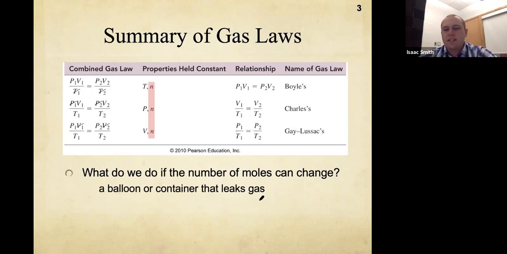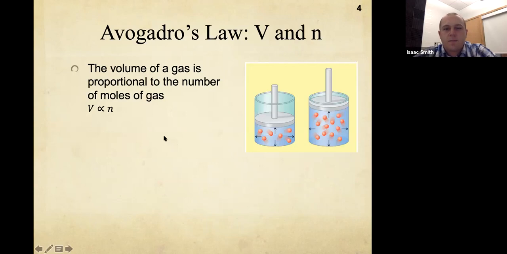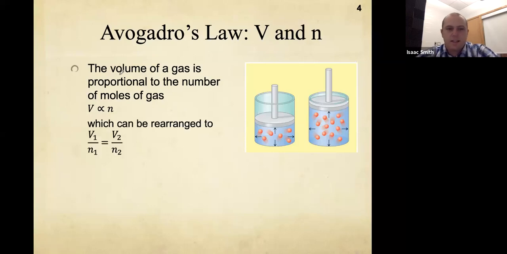So if a balloon is leaking gas or being filled up with gas or something like that, or a chemical reaction produces or uses up gas. So to deal with number of moles, we use Avogadro's law. And this is Avogadro's law. And again, all these can be derived from this parent ideal gas law. I like to view it like that.